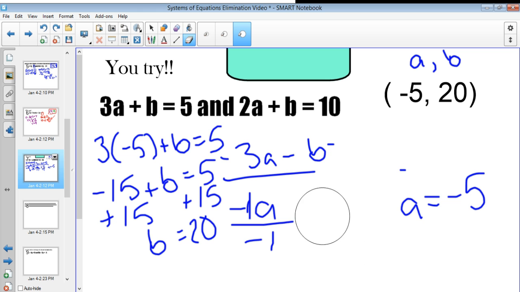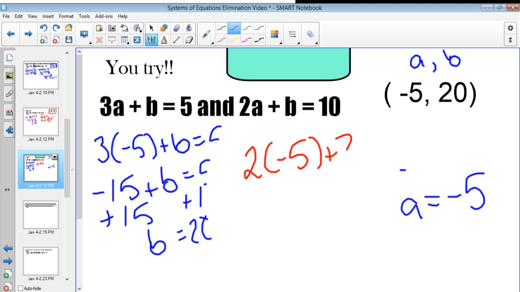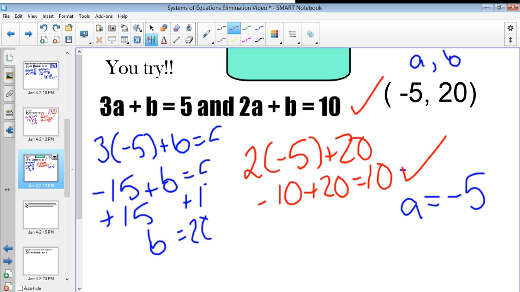And then we double check. So we plug it into the other equation. So 2 times negative 5 plus 20 is negative 10 plus 20, which is equal to 10. So there is our answer.